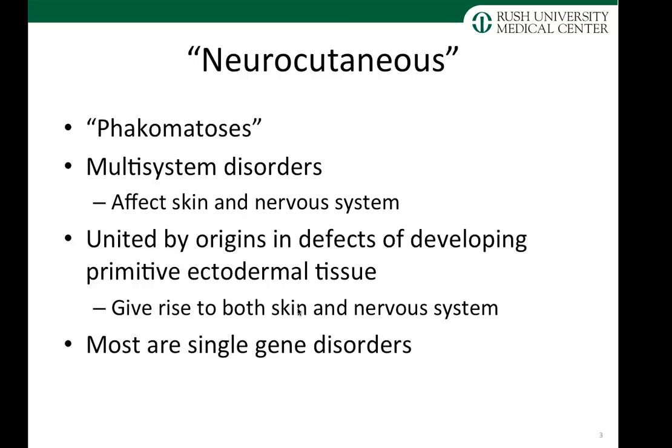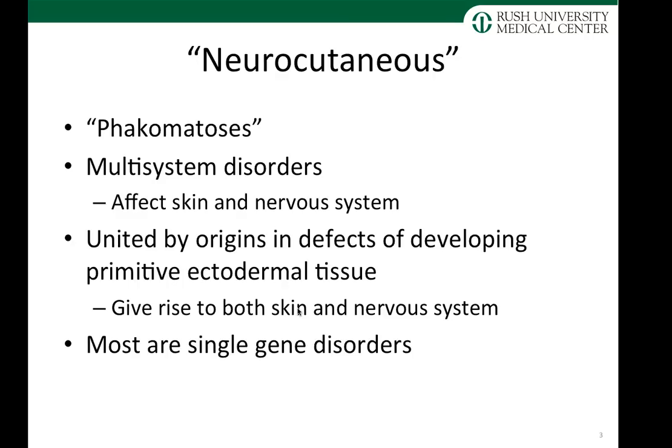So these disorders are also termed phacomatoses. And phacomatoses are a heterogeneous group of disorders that primarily affect the skin and the nervous system. While they tend to be pretty diverse, they are united by their origins in defects of developing primitive ectodermal tissue.